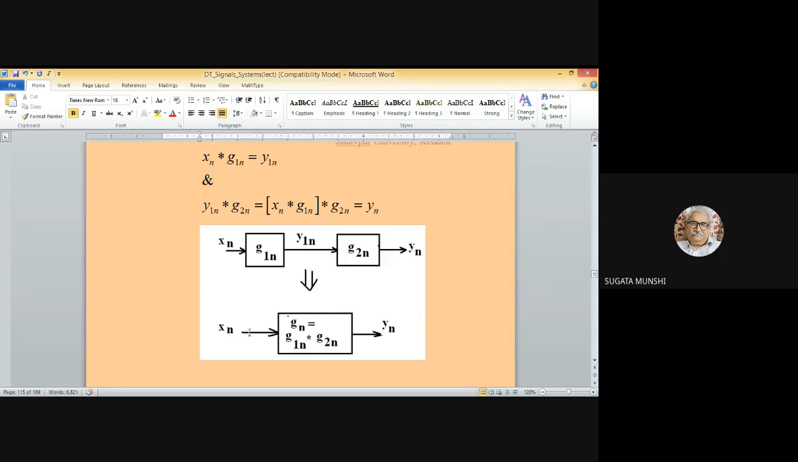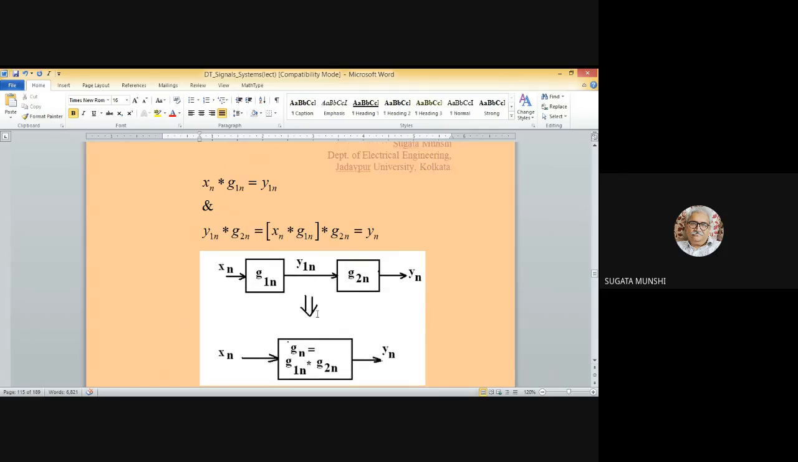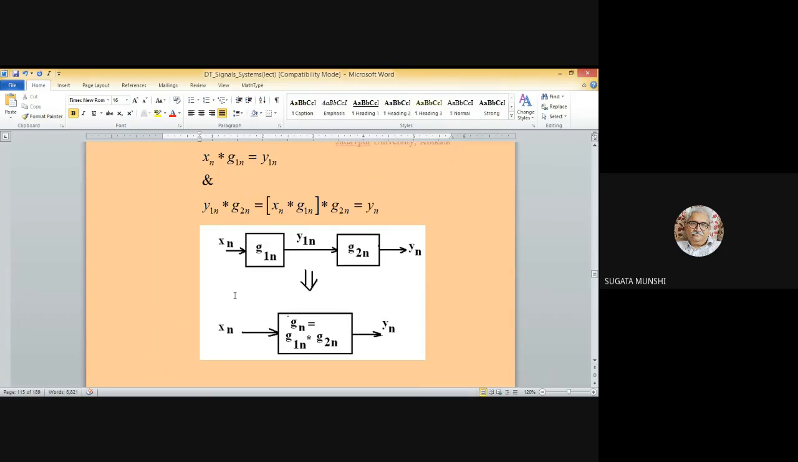Input here is xn and output here is also yn. So this system and that system, they are identical. Therefore, it implies that if you have two DT-LTI systems in cascade, then the overall impulse response, the impulse response of the cascade combination, will be the convolution of the individual impulse responses.